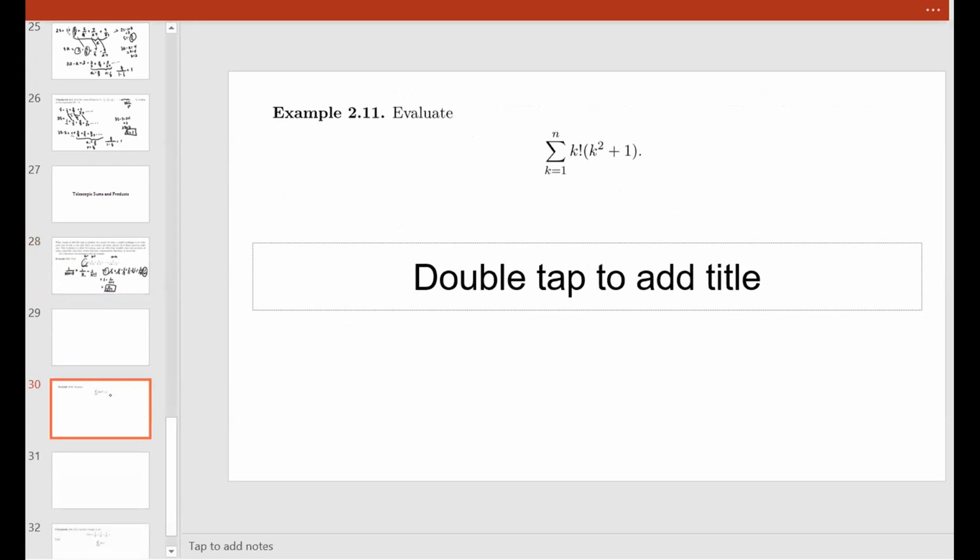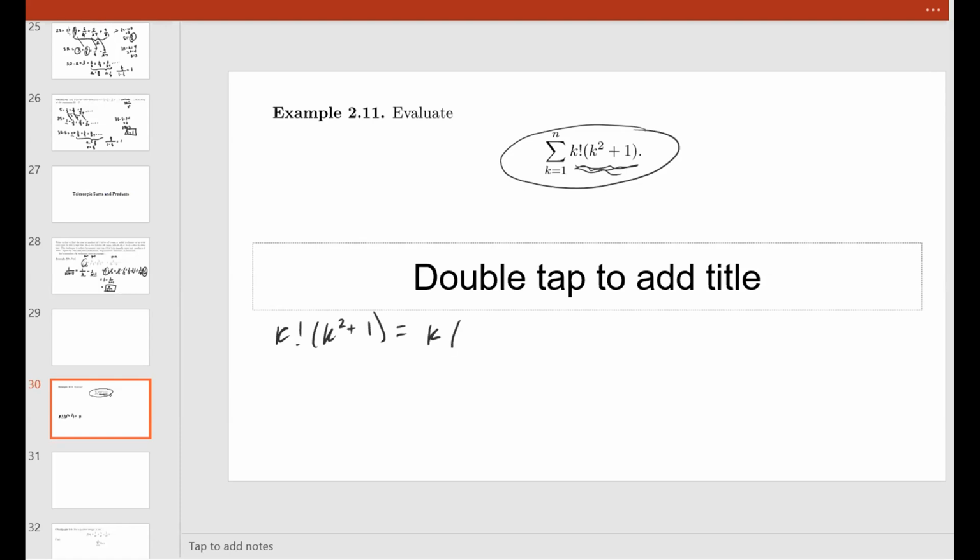So now we have this example. We want to evaluate this sum. This problem is a little trickier, but we're still motivated by the fact that we want to write this term as a difference of two terms. First, we start out by rewriting this summand. So we have k factorial times k squared plus 1. First we'll write this as k times k factorial, this term right here, plus a k factorial. And that gives us k times k plus 1 factorial minus k factorial.